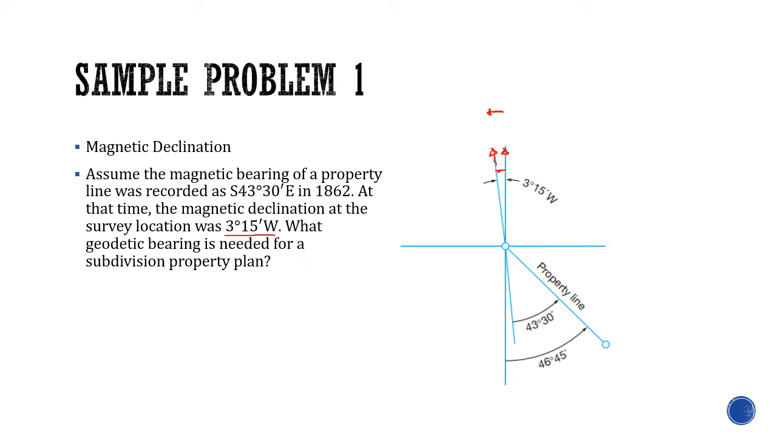Okay? That is the effect of the magnetic declination. Now, ang tanong, what is the geodetic bearing needed for a subdivision property plan? Kasi kailangan mo yung permanent na direction, yung with respect to the North Pole, yun yung kailangan mo. Okay, ang tanong, ano yung ilalagay mong data if with respect to the true north siya? Kasi kung yun yung i-record mo, baka magkaroon ng problema dyan, di ba? Kasi yan ay with respect to the magnetic north eh. And ang magnetic north, gumagalaw-galaw yan. So yung dating ganyang data, hindi na applicable ngayon.